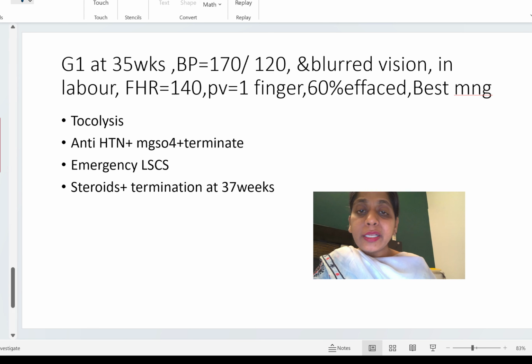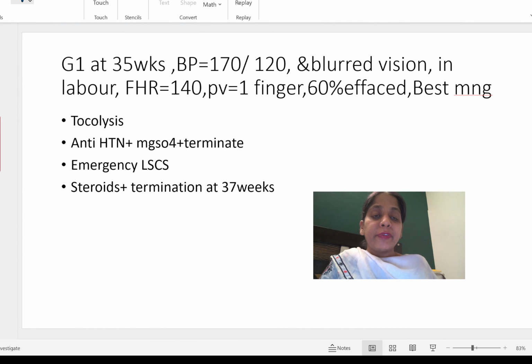Next question was the only clinical question we got in the INICET. Rest all were one-liners, so there were a lot of one-liners in INICET this time. There is a primigravida, and she was having impending eclampsia because the patient is complaining of blurred vision in labor. Fetal heart rate is 140 and the PV is one finger and 6. Patient is also in labor.